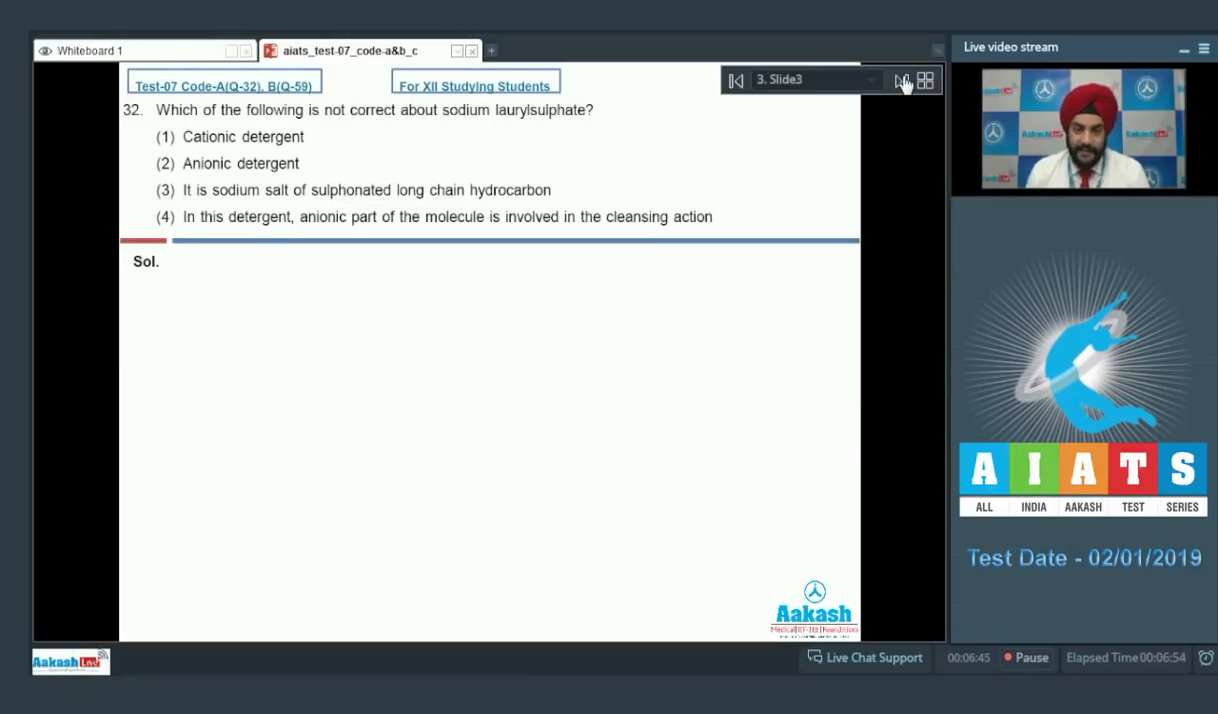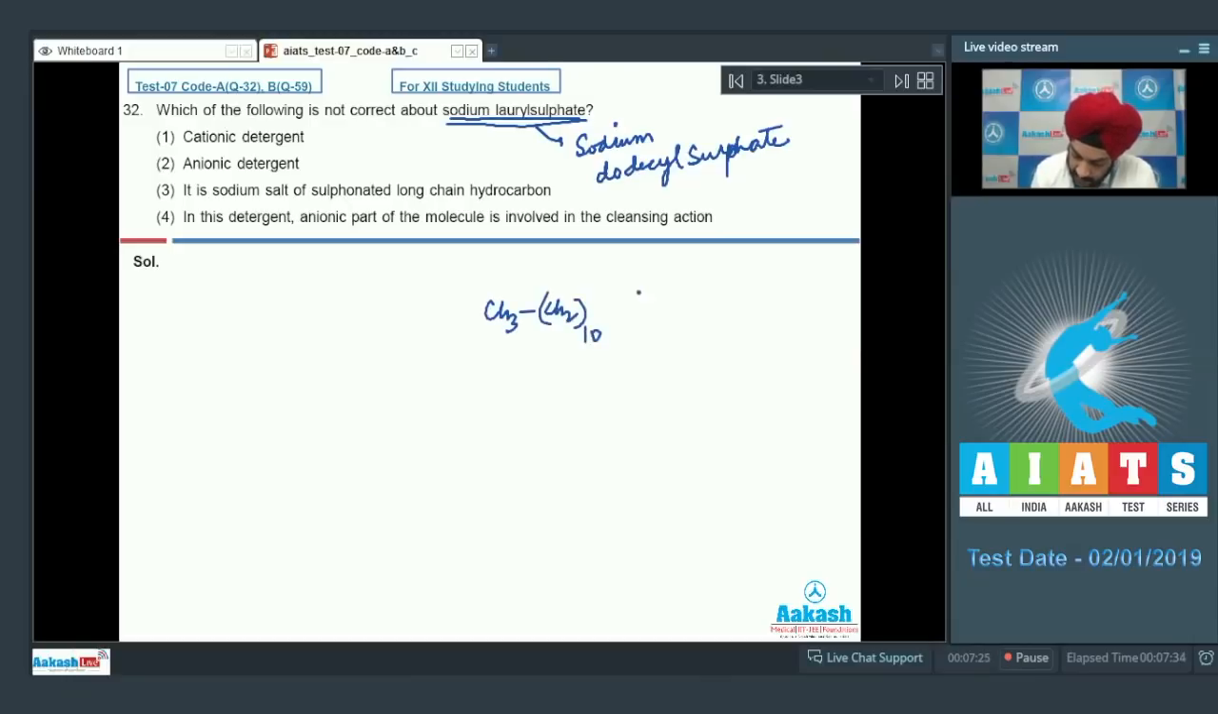Question number 32. Which of the following is not correct about sodium lauryl sulfate? Students, if we talk about this detergent, sodium lauryl sulfate, it is also called sodium dodecyl sulfate. So if we try and write the formula of this detergent, we'll have CH3(CH2)10CH2SO3 minus and Na plus. So we can clearly see that this is an anionic detergent. The anionic part is involved in the cleansing action.